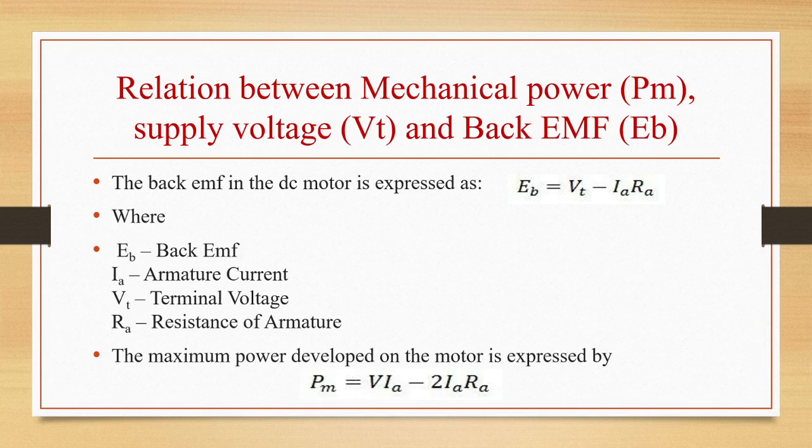Eb = V − IaRa is the expression for back EMF. Multiplying this equation by Ia, we get EbIa = VIa − Ia²Ra, or EbIa can be written as Pm. Pm = VIa − Ia²Ra. See students, here in place of Ia² it is written as 2Ia, but it is Ia² Ra. Please note this down.